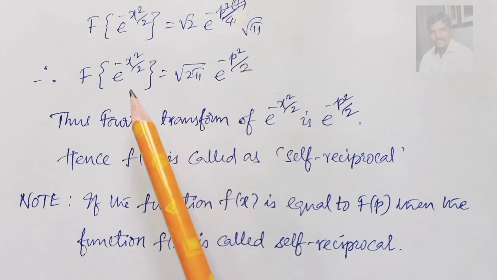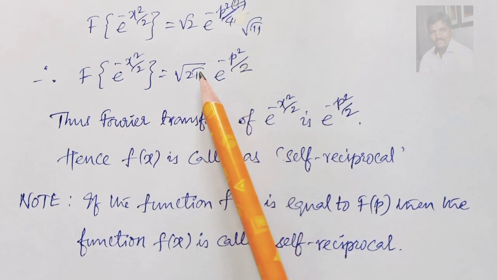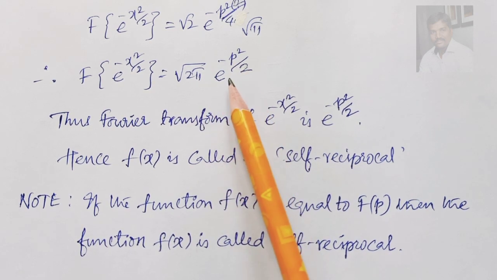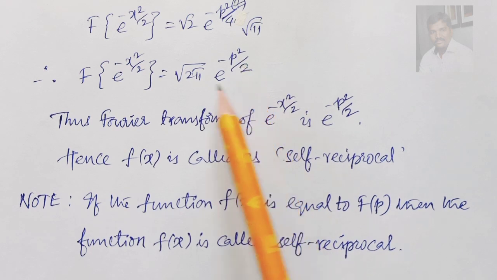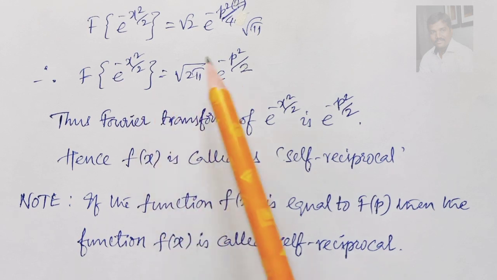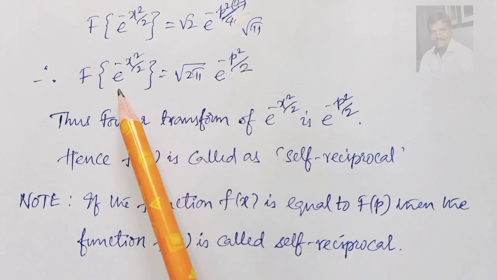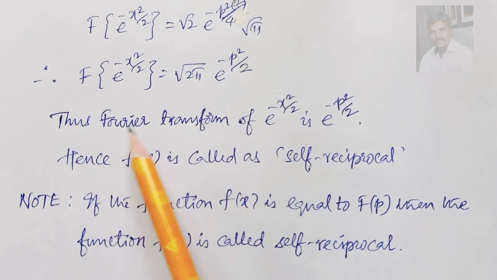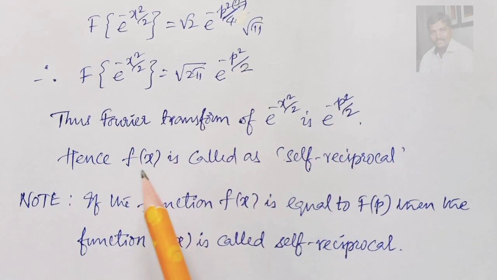There you can observe that the function is e power minus x square by 2, and apart from this constant, capital F of p is again the same, e power minus p square by 2. Both f of x and capital F of p are the same if you observe. So the Fourier transform of e power minus x square by 2 is e power minus p square by 2. Hence f of x is called self-reciprocal.